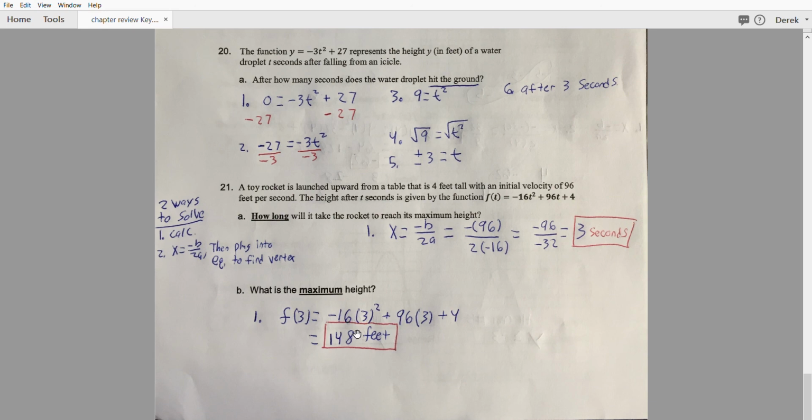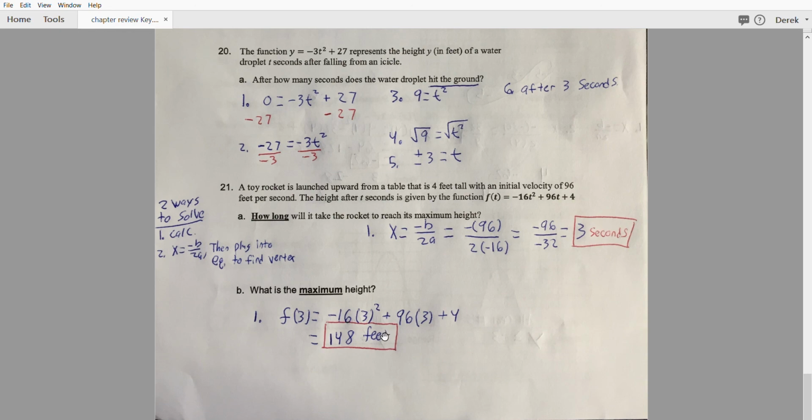And the x value is going to be how much time it took to get there, because that's the value we plug in for t to get our output of 148. So the time is 3 seconds. The height is 148 feet.